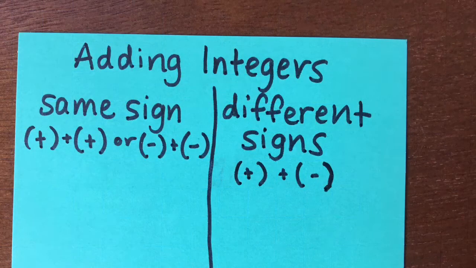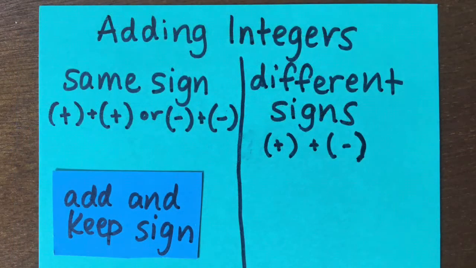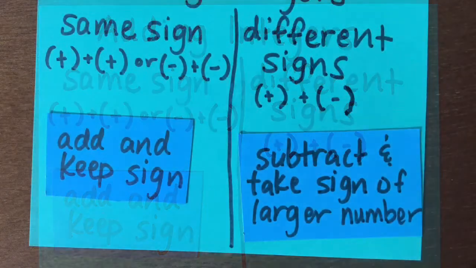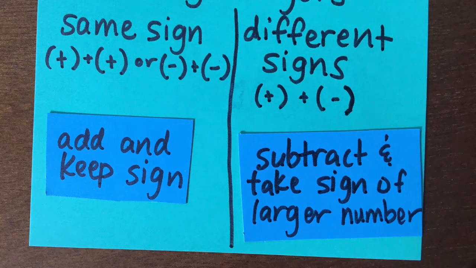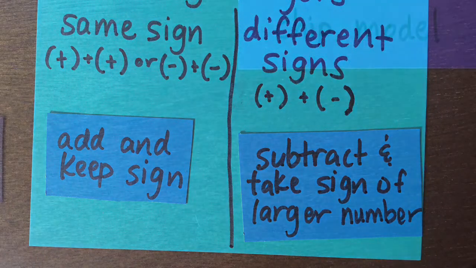Here are some rules when you're adding integers. If you have two numbers that have the same signs, you add them and keep the sign. If you have integers with different signs, you subtract and take the sign of the larger number.